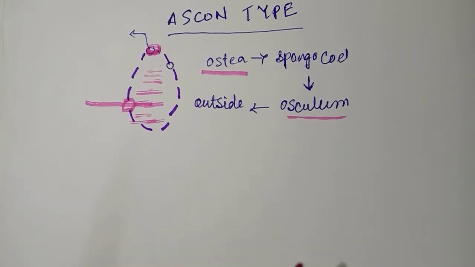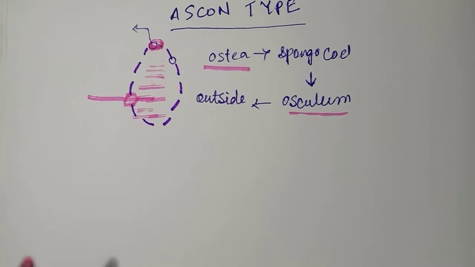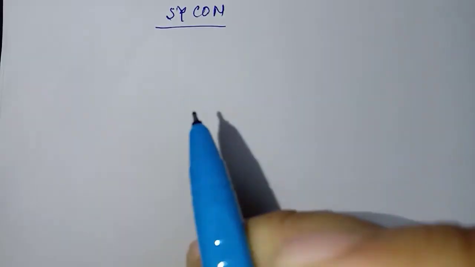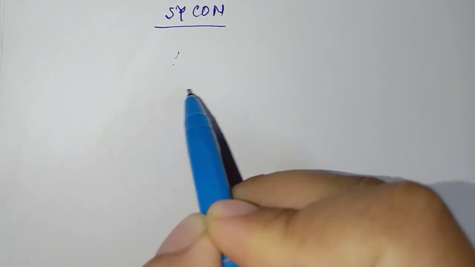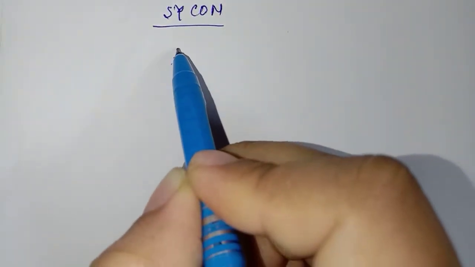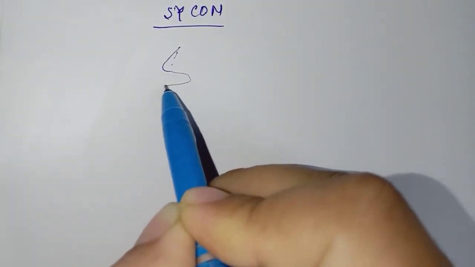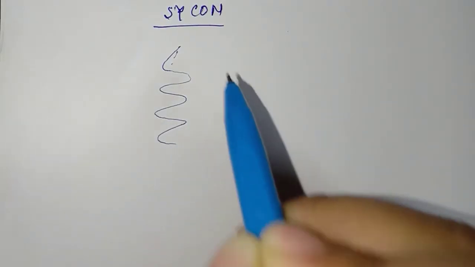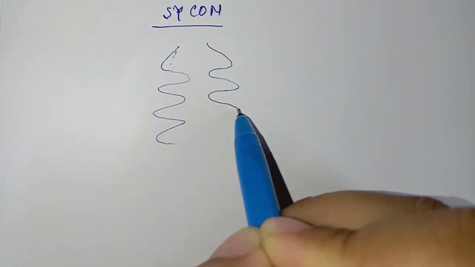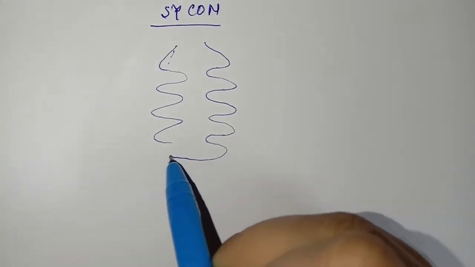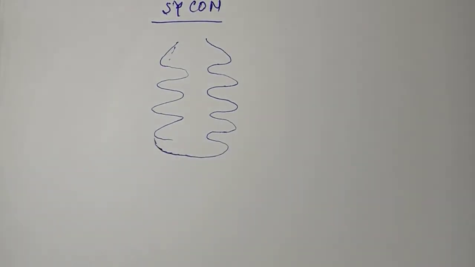Now let's move to the next type of canal system. So in this next type of canal system, what happens? This is a little bit complex type of canal system called the Sycon type of canal system. Now this organism has some body invaginations. Suppose this is the organism. So this organism is going to have a number of invaginations, some canals are present.